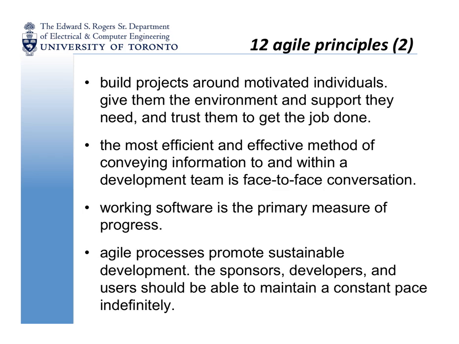Principles 5 through 8 continue the theme. Principle 5. Build projects around motivated individuals. Give them the environment and support they need, and trust them to get the job done. This is a statement about team culture. Agile teams should be empowered, not micromanaged. Principle 6. The most efficient and effective method of conveying information to and within a development team is face-to-face conversation. Written specifications are an imperfect substitute for talking directly. Agile favors conversation over documentation.